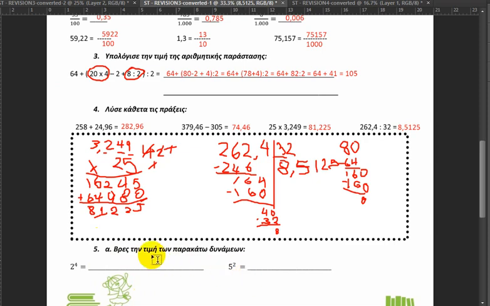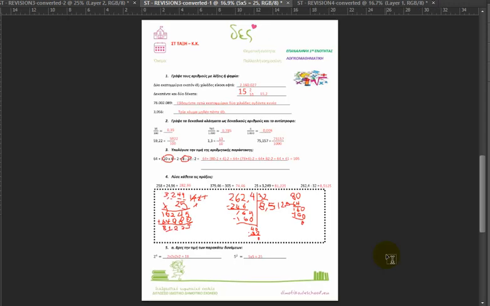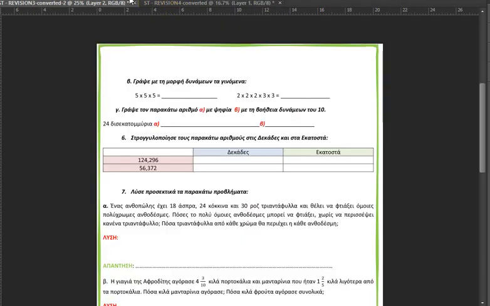All right, here we need to do the exponents. So 2 to the 4th. 2 to the 4th means 4 2's multiplied with one another. So 2 times 2 times 2 times 2. 2 times 2 is 4, times 2 is 8, times 2 is 16. 5 squared means 2 5's multiplied with each other, so 5 times 5, which gives us 25. And that's the entire worksheet. Pause the video if you need to. And let's move on. 2 more.